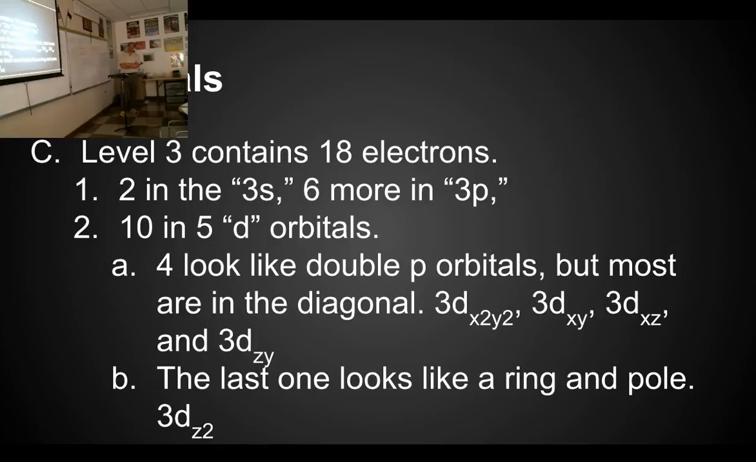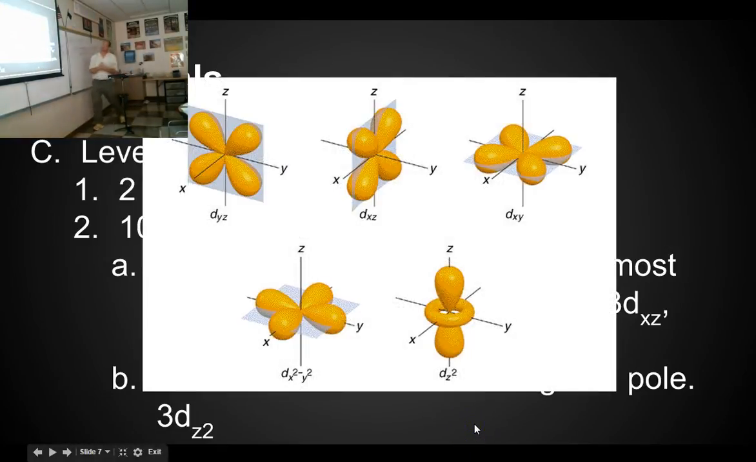And then the last one, the z squared, looks like a ring and a pole. And it's so weird to think of that being one orbital. You have one electron going like in a donut around the nucleus, and the other one going straight up and down. It's a weird looking thing. There's all kinds of letters here. You feel like you're playing alphabet soup. But once you start working with it, it will take shape in your brain.